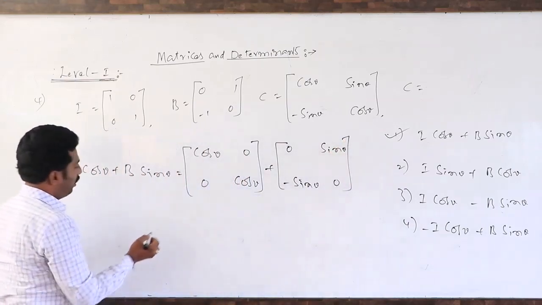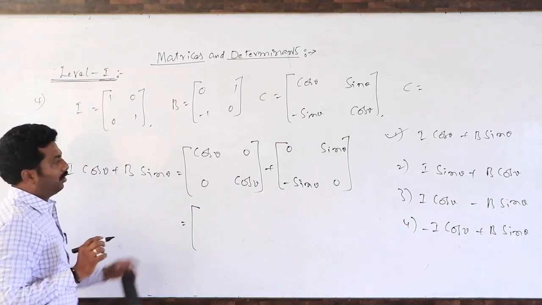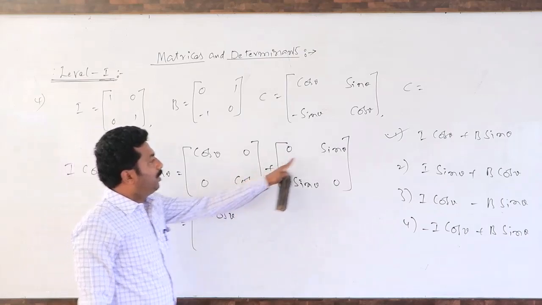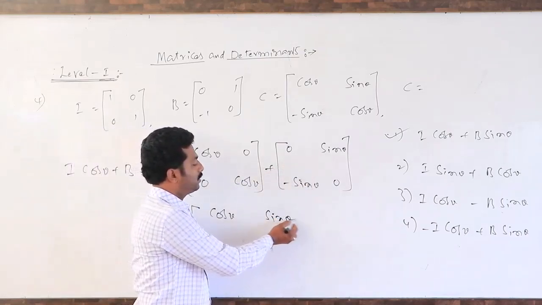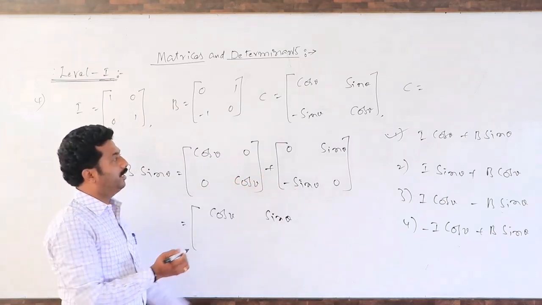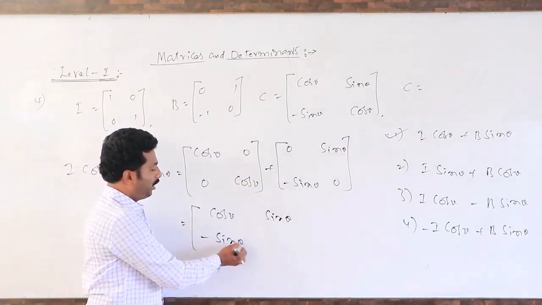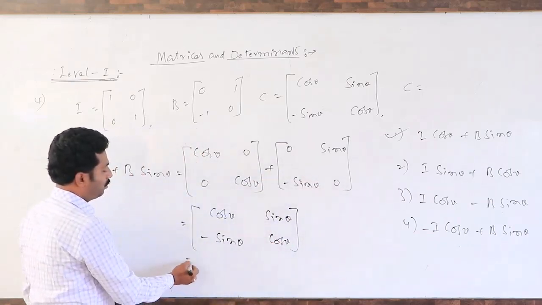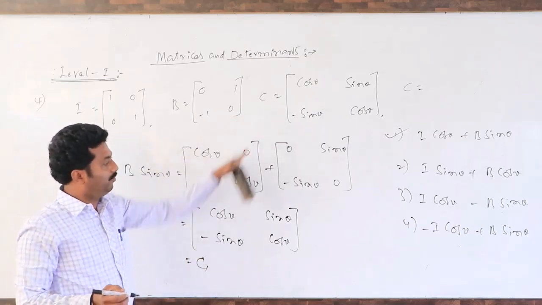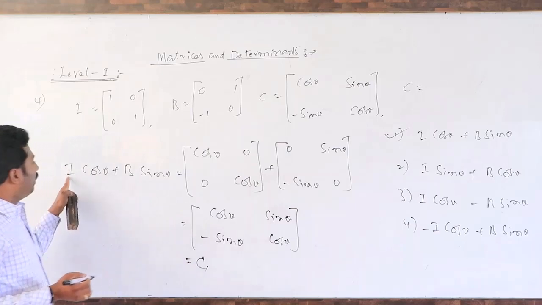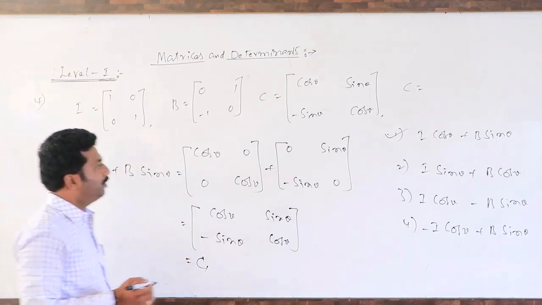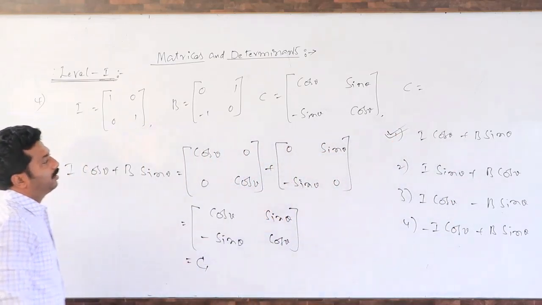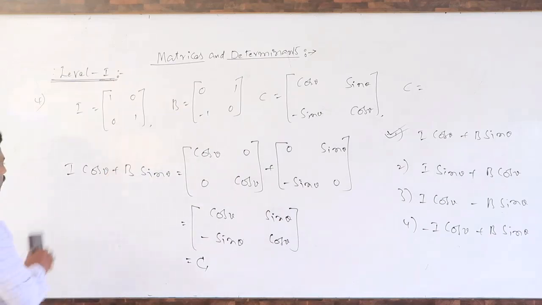So if you multiply this, whether C will come or not. Cos theta plus 0 is nothing but cos theta. 0 plus sin theta is nothing but sin theta. 0 plus minus sin theta, so clearly minus sin theta. Cos theta plus 0 is nothing but cos theta. So clearly the C matrix is the same as what we got, so I cos theta plus B sin theta is C, which means the first option is the answer. You can verify the remaining three options also, they are not correct options, so like this we have to answer.